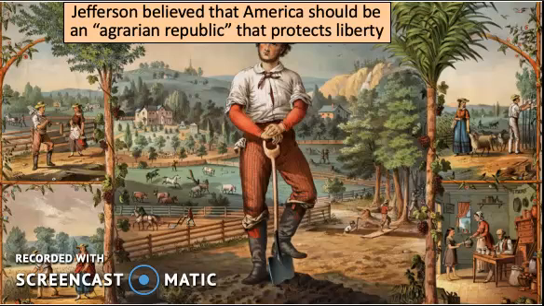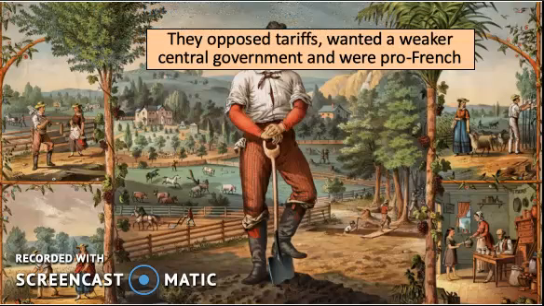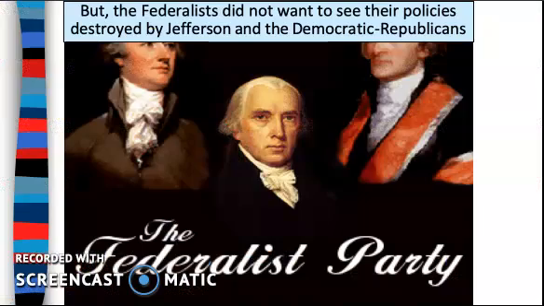We see in this political advertisement from the election of 1800, this idea of the American agrarian society. And as such, they opposed tariffs, they wanted a weaker central government, and they were typically pro-French. And so we contrast this with the Federalist Party because these ideas are going to continue to plague Jefferson and Madison going forward.